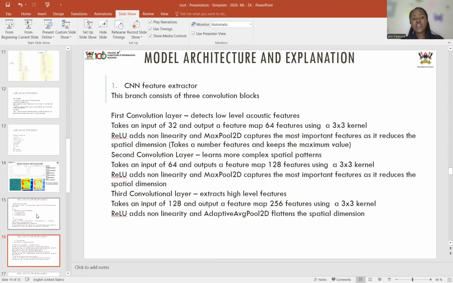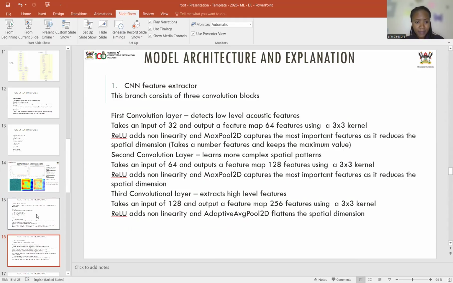With the CNN extractor, it consisted of 3 convolutional blocks. The first convolutional block was to detect the low-level acoustic features. It took an input of 32 and outputted a feature map of 64 features using a 3x3 kernel. Then we had the ReLU to add the nonlinearity. We had the MaxPool2d that captures the most important features and reduces the spatial dimension.